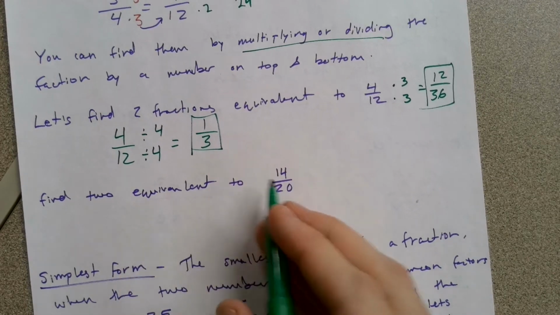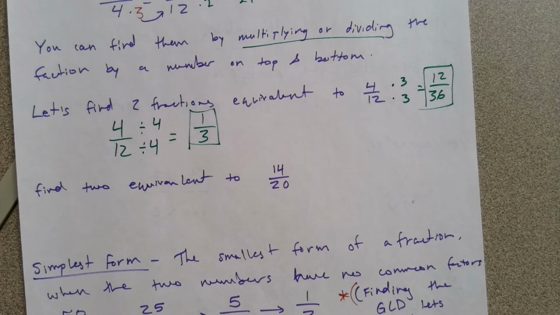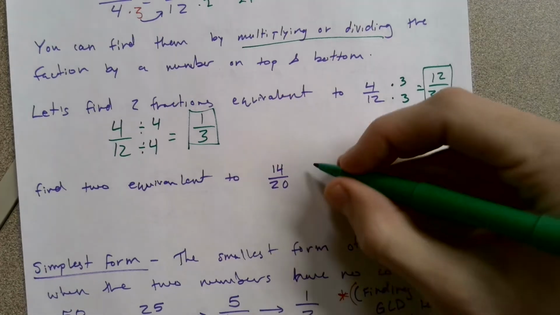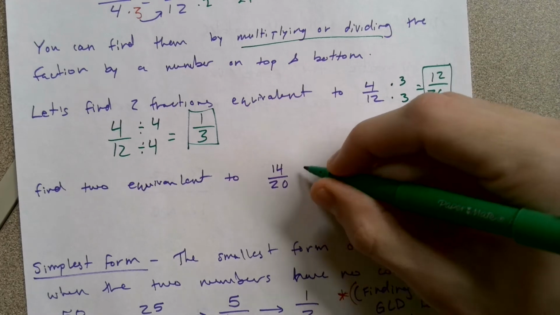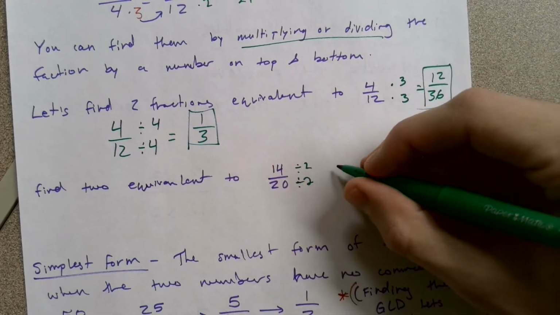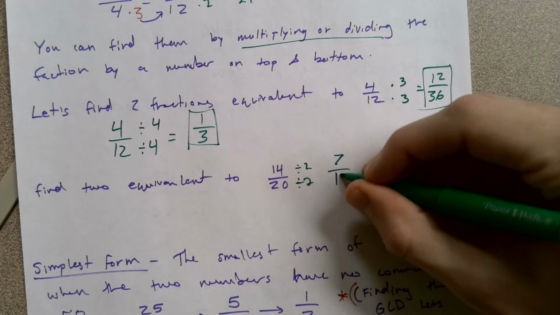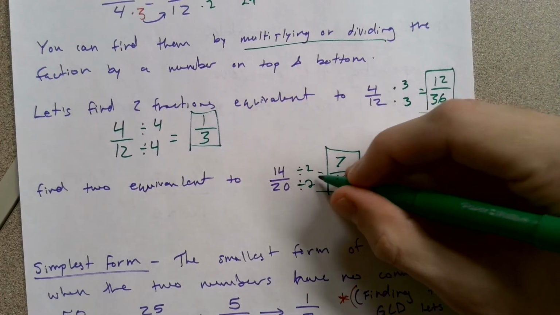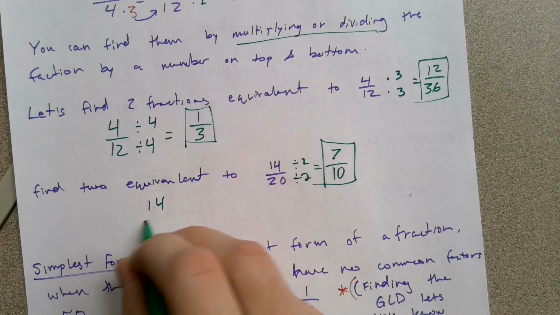Finding two equivalent fractions to 14/20. So you can either make it a simpler fraction or a more complex fraction. Let's start by making this one simpler. I'm just going to divide it all by 2. I see that they can both be divided by 2, so I'm going to make it 7/10. That's going to be one of mine. Another way I could do this, 14 over 20.